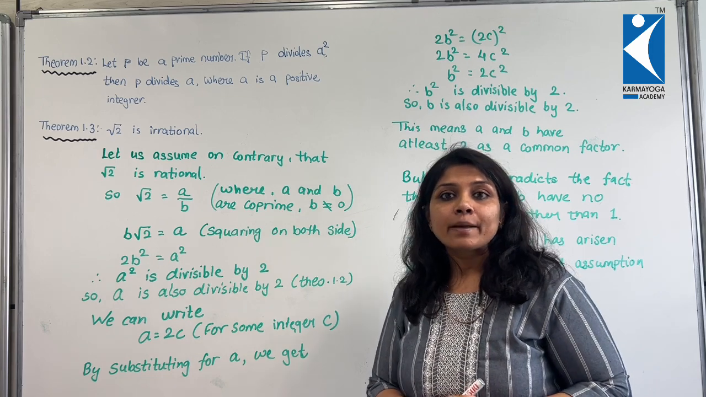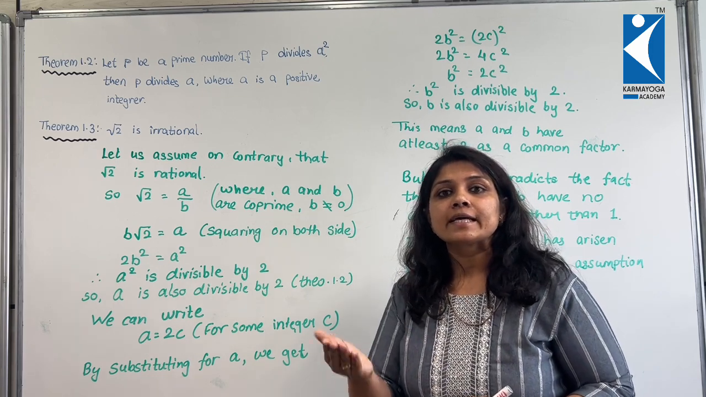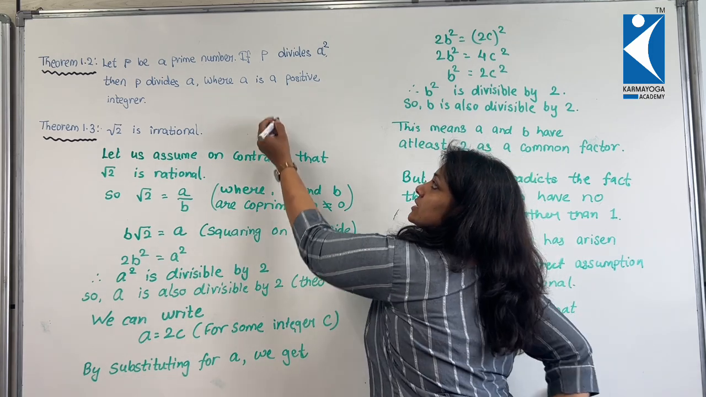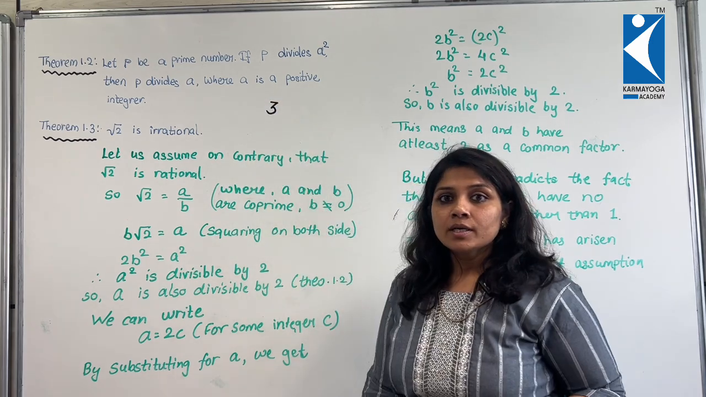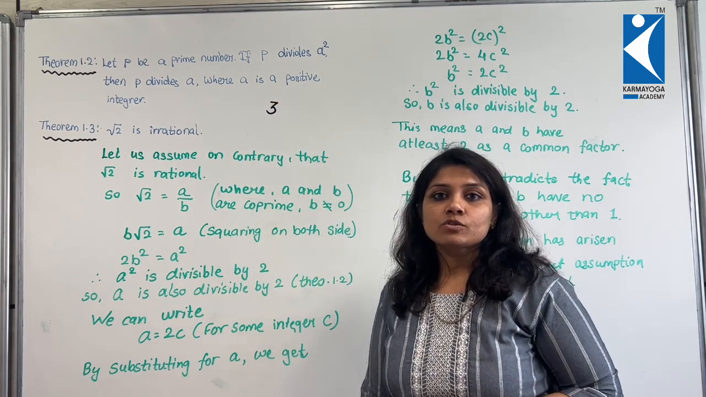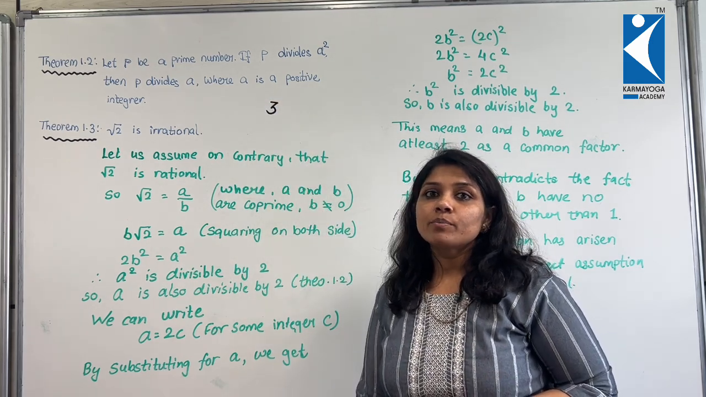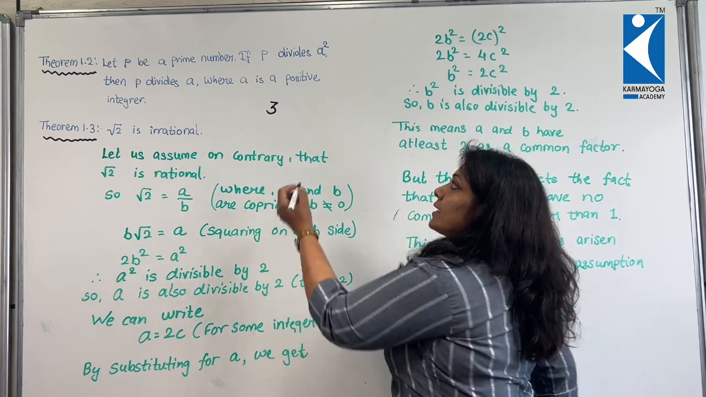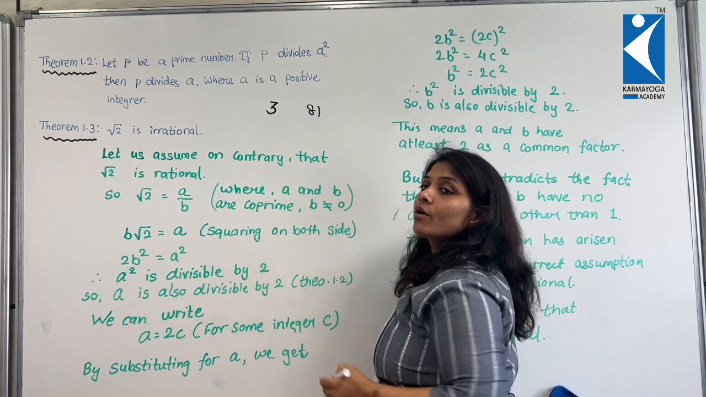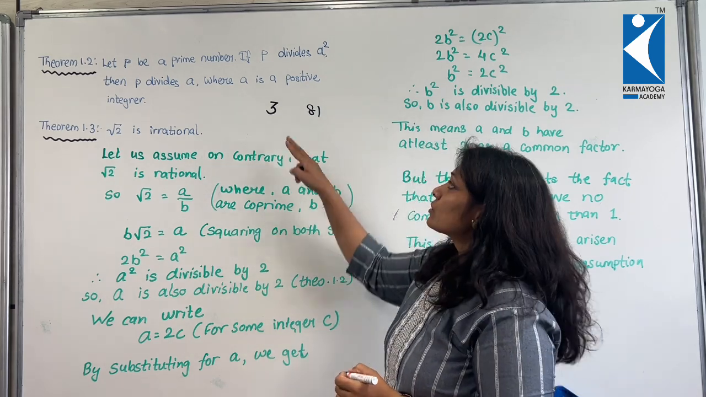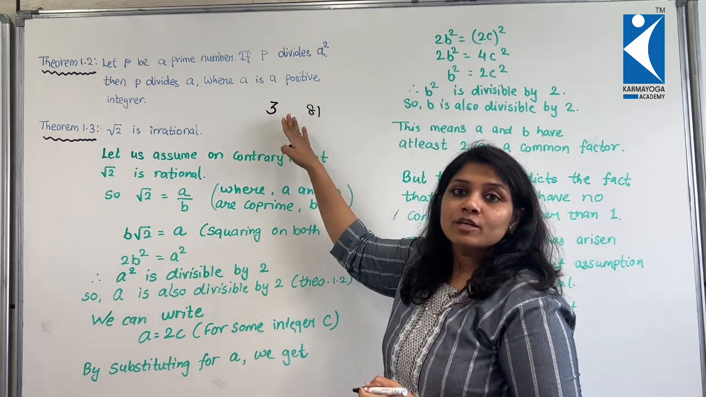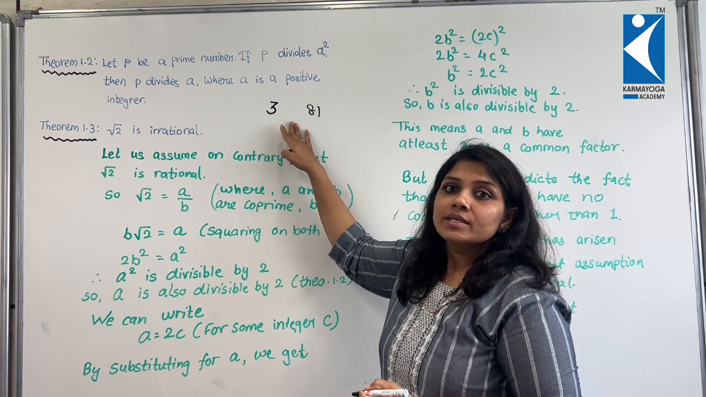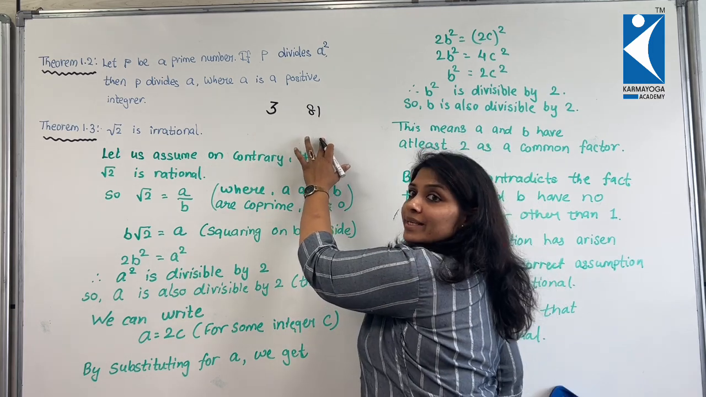Let P be a prime number, so we are taking P as the number 3. So 3 is a prime number that divides A square. We are taking one perfect square number. Let's take the number 81. 81 is a perfect square of 9, we know. So when we divide 81 by 3, what we get is 27. So 81 is divisible by 3.